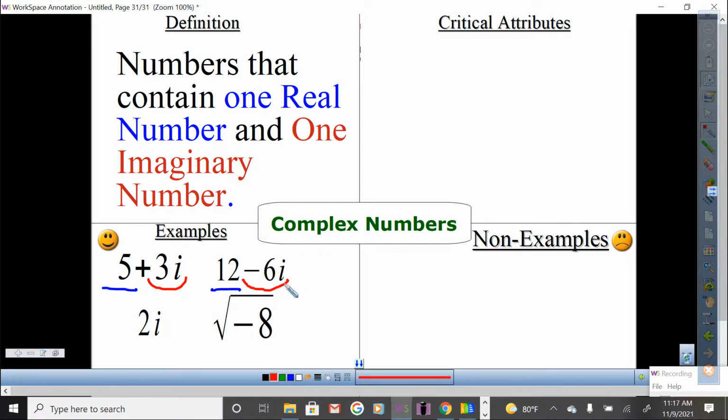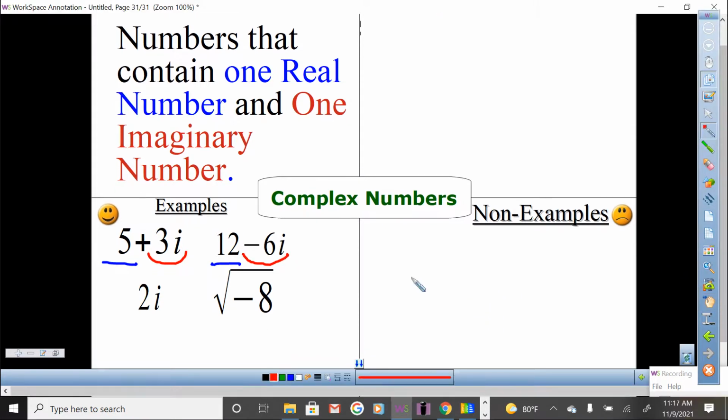-6i, okay? Here goes a tricky one though. Look up to the screen. My imaginary is 2i. Tell your neighbor the real number for that complex. Talk it over to your neighbor. What would be the real number? Audrina, what is my real number? Very good. Plus 0, because there's no number there.